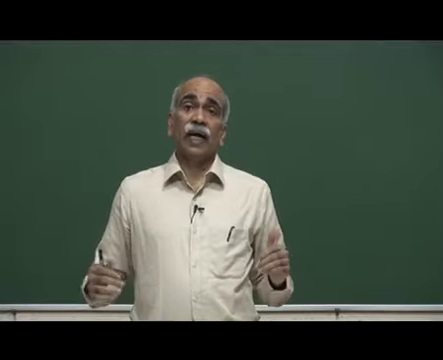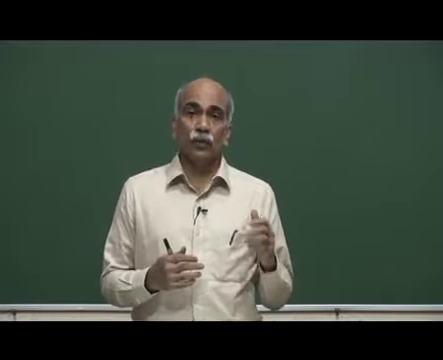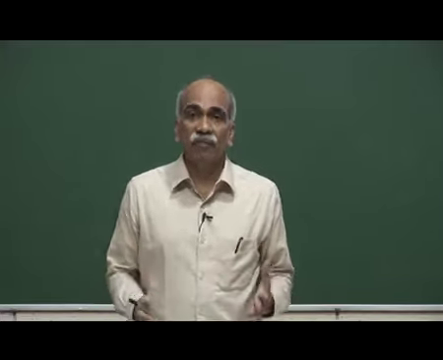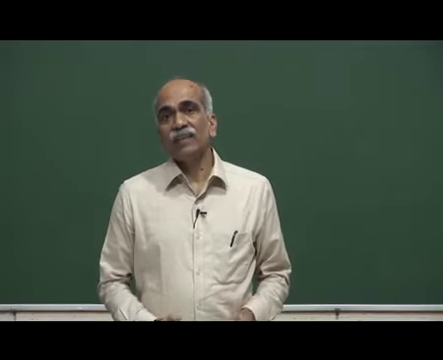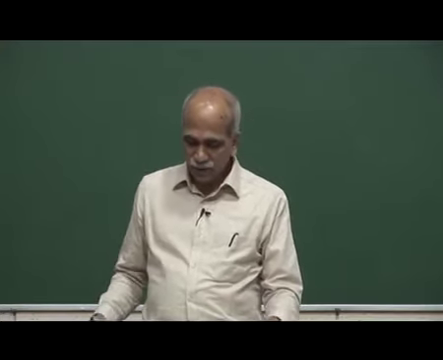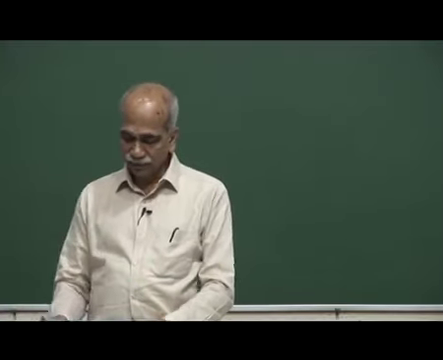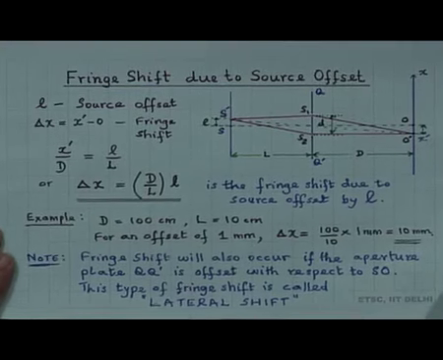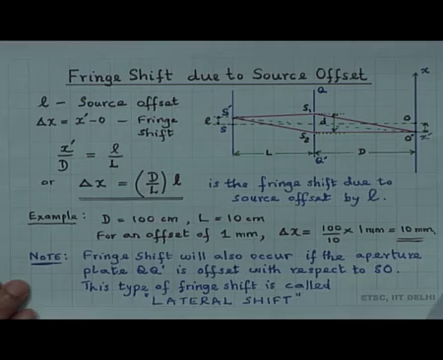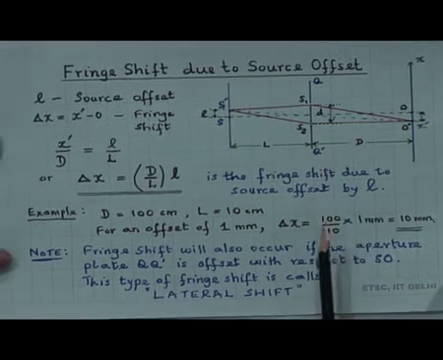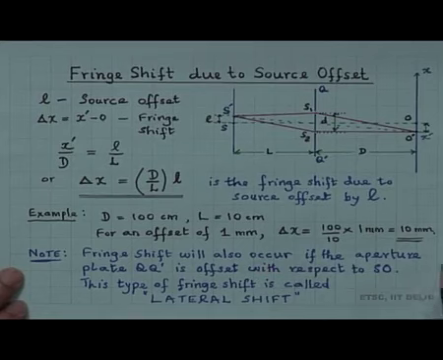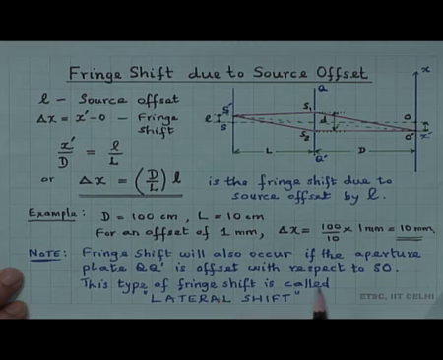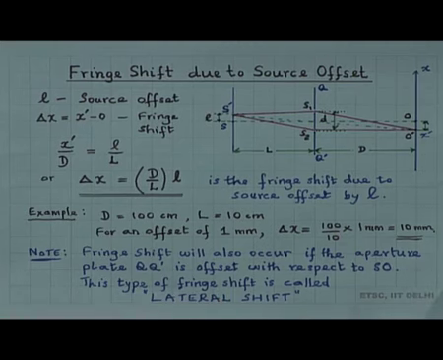It is because of the alignment. If there is an offset either in the source or in the double hole aperture, then we have a corresponding shift in the central maxima, and this is called lateral shift. So, the fringe shift will also occur if the aperture plate Q dash is offset with respect to this line SO. This type of fringe shift is called lateral shift.